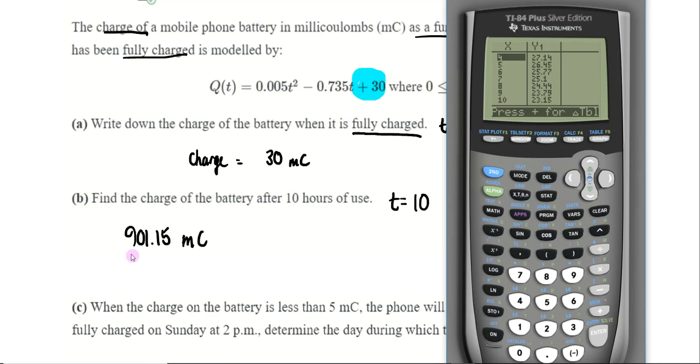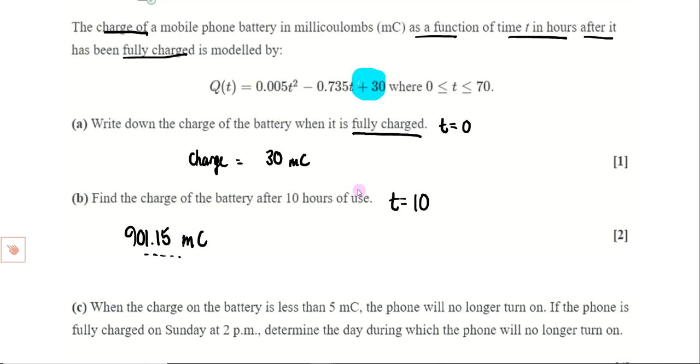How would I know this answer is wrong, by the way? No, t was 10, look. But what was the maximum charge? What was fully charged? So how can it go up to 901 if maximum is 30? It can't, can it? It's going to be less than 30 if 30 is maximum. So I'm just showing you there, it can be quite easy to make a mistake. But if you reflect on your answer, that cannot be right. And just go and check where the mistake is.